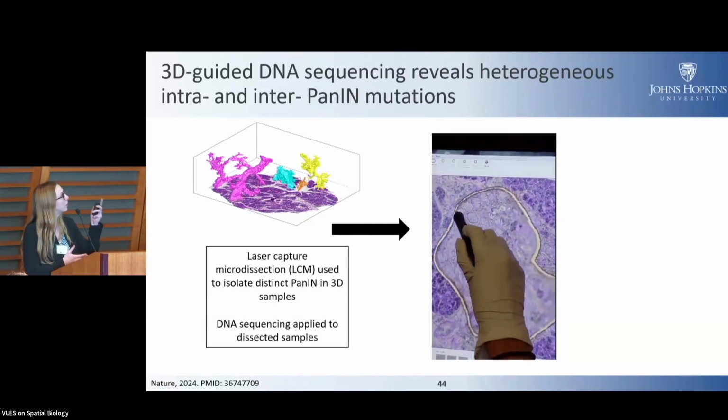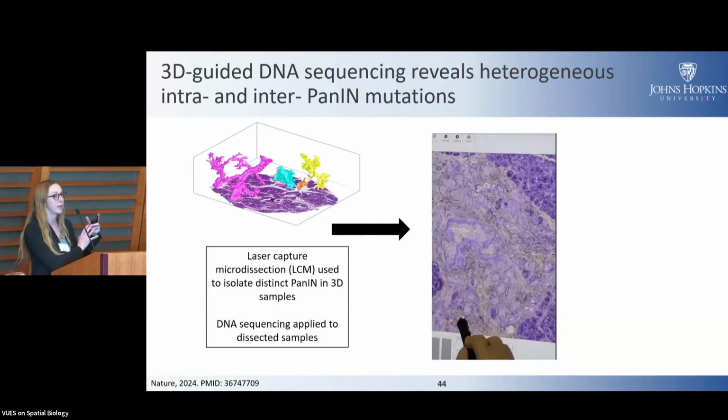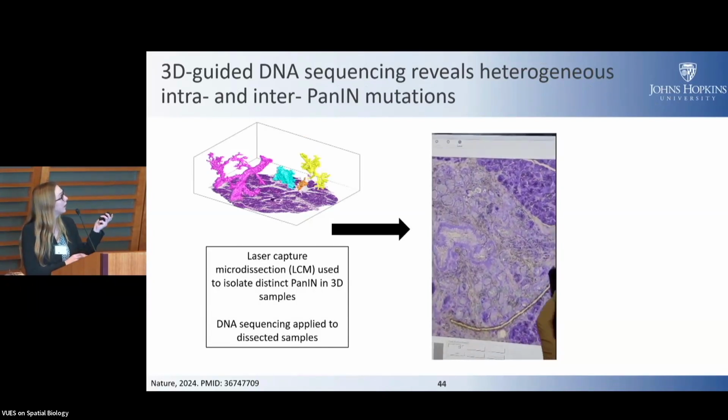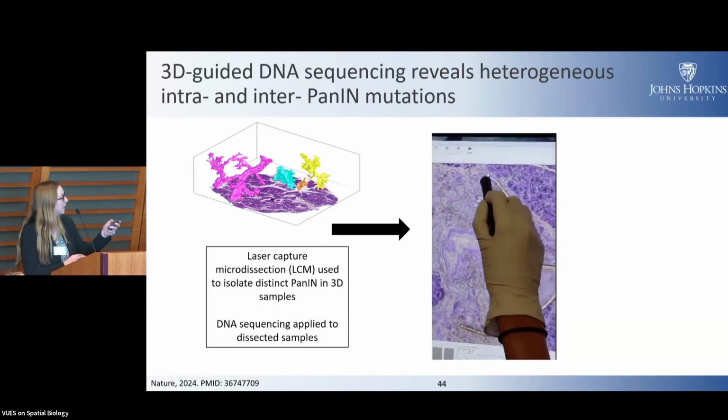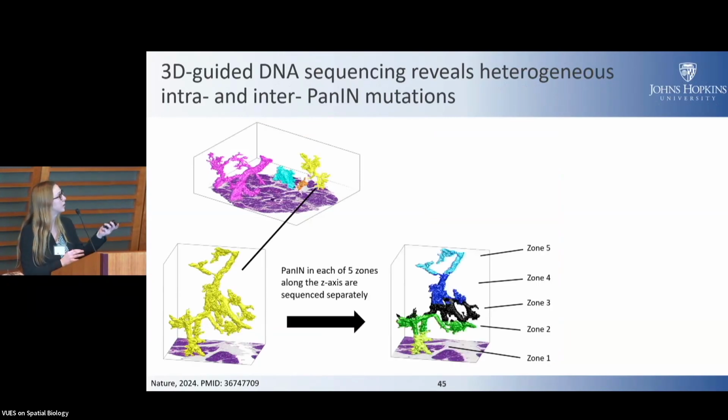So we used the CODA maps up on the top left to define each lesion by its anatomical connectivity. And then we combine this with LCM and DNA sequencing to look at clones in individual pannins. And just to make it complicated, in addition to mapping between lesions, we also split each pannin into 5 zones and then sequenced each of those independently to see if sometimes the same pannin could be composed of multiple clones.